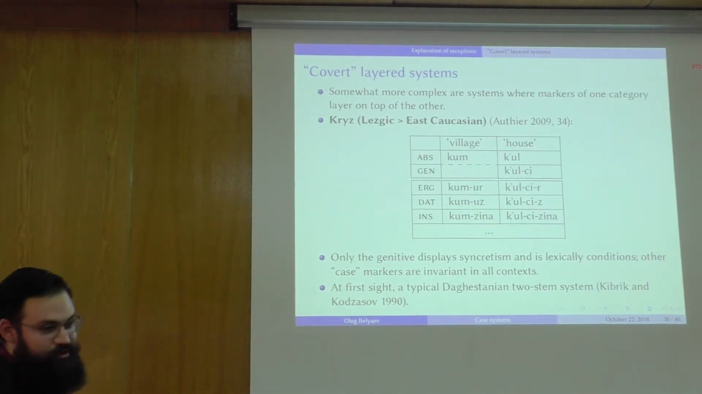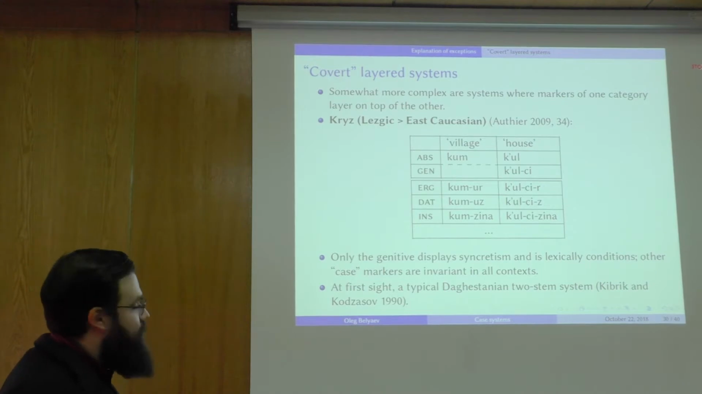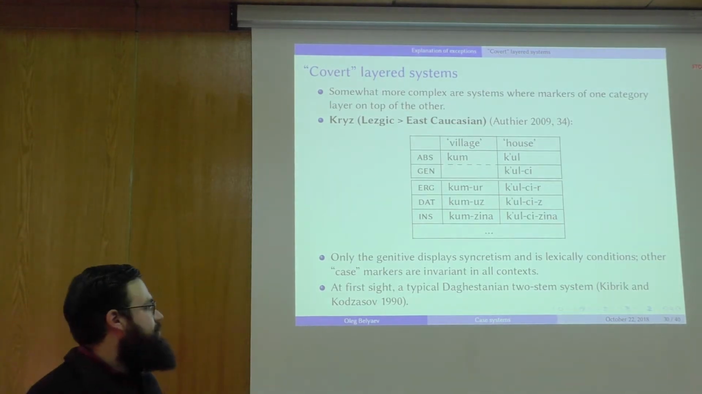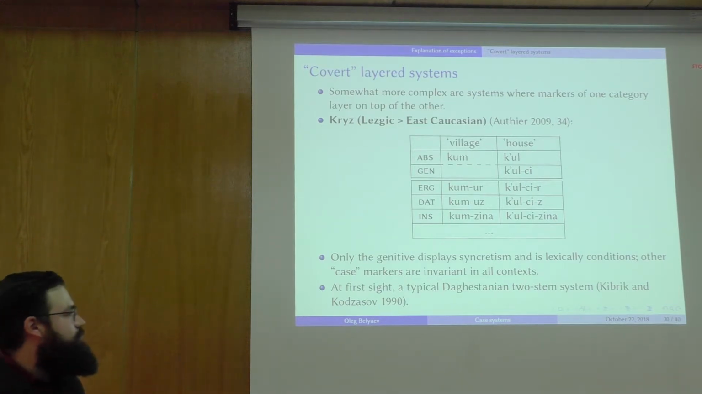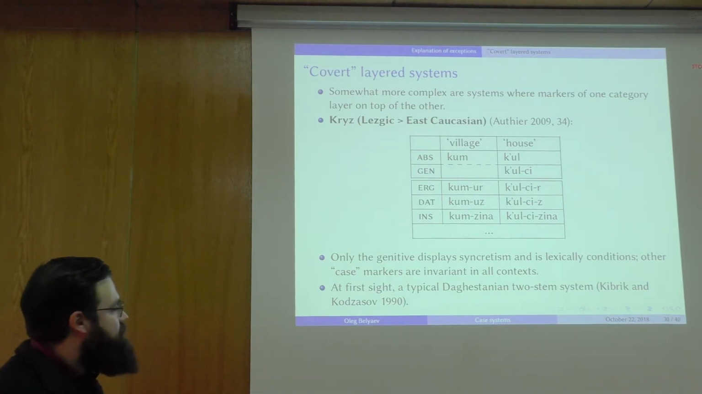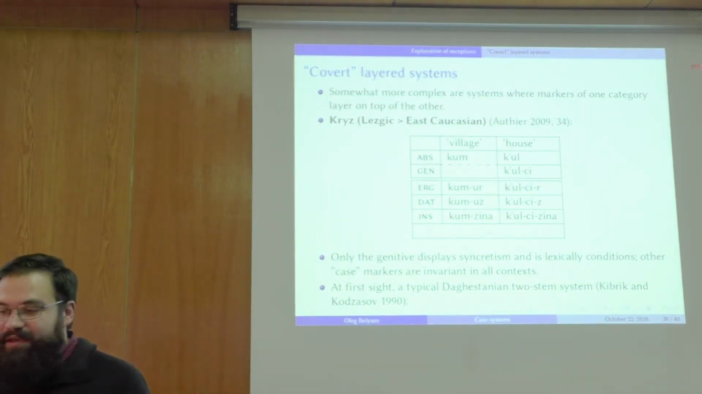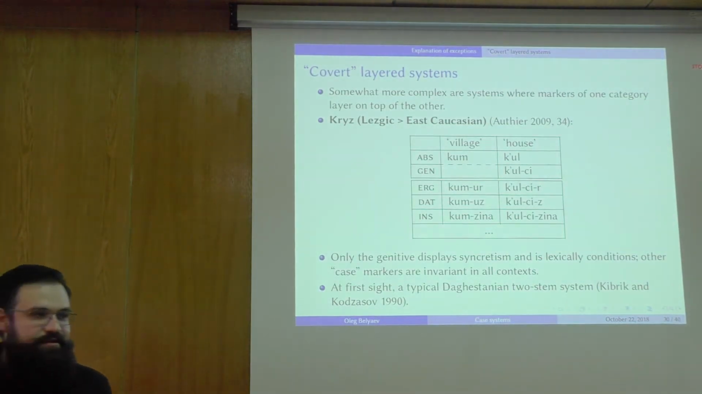So they always have uniform exponents throughout the paradigm. So only the genitive displays syncretism and is lexically conditioned. Other case markers are invariant in all contexts. And at first sight, this is a typical Dagestanian two-stem system. We just have two stems. One of them just happens to have the same form as the genitive.